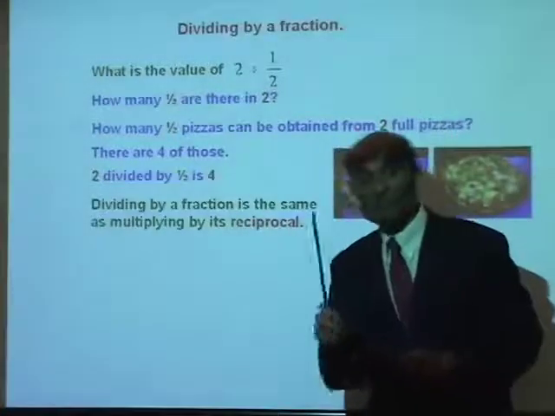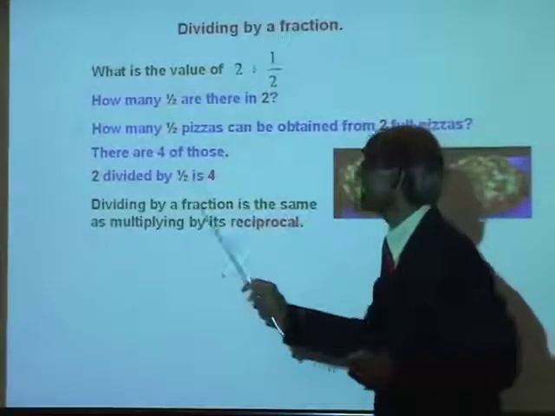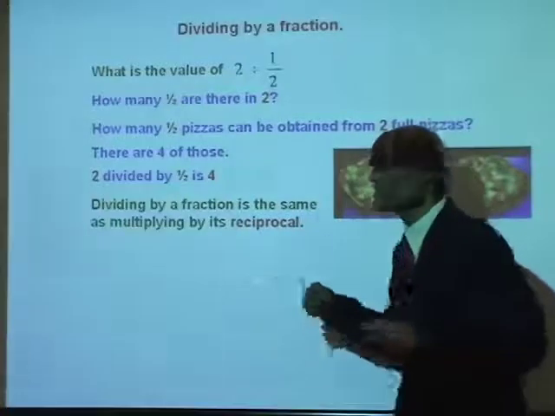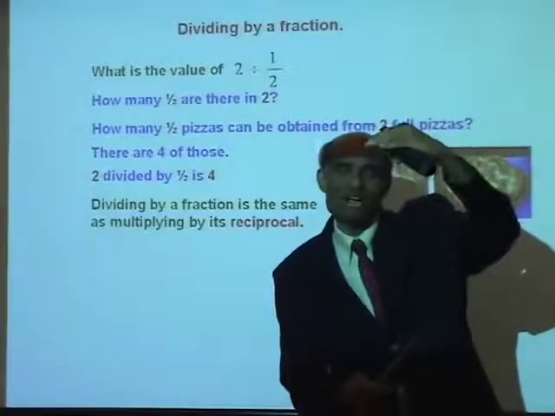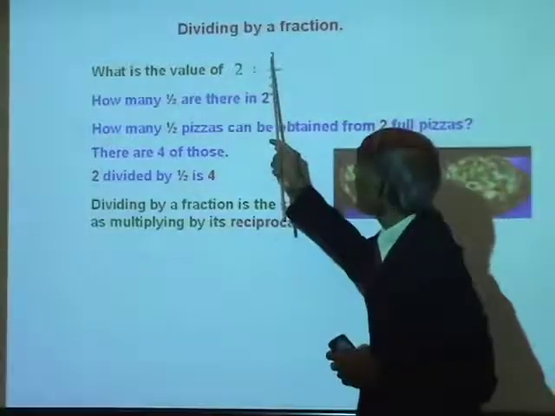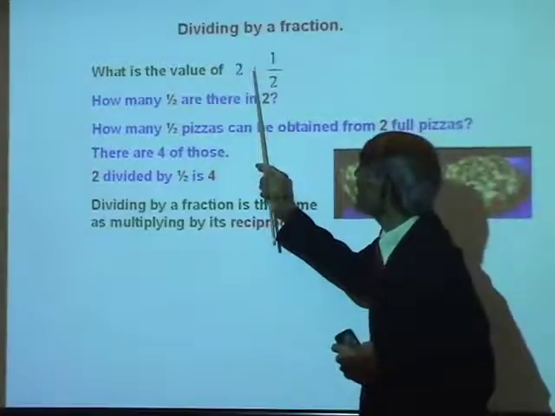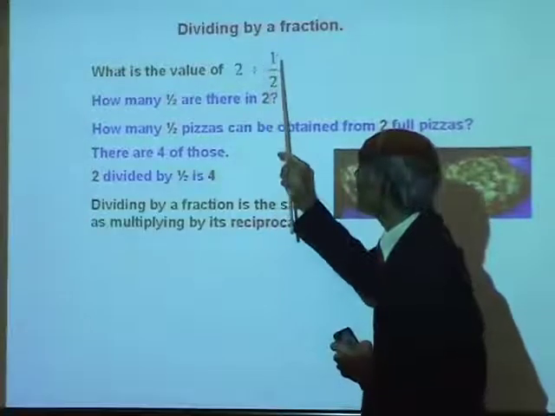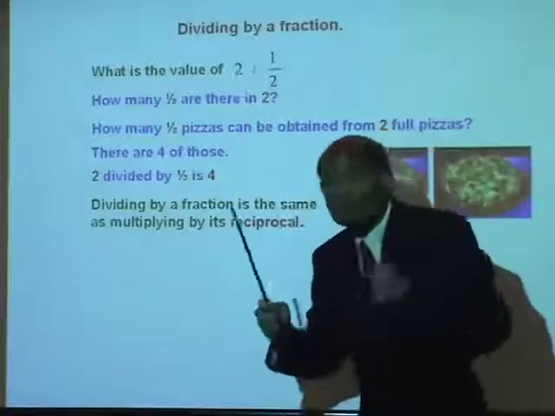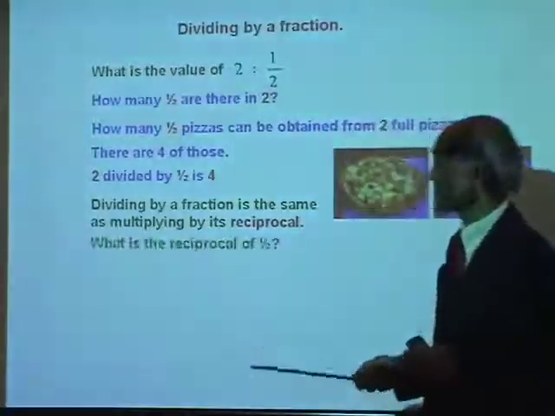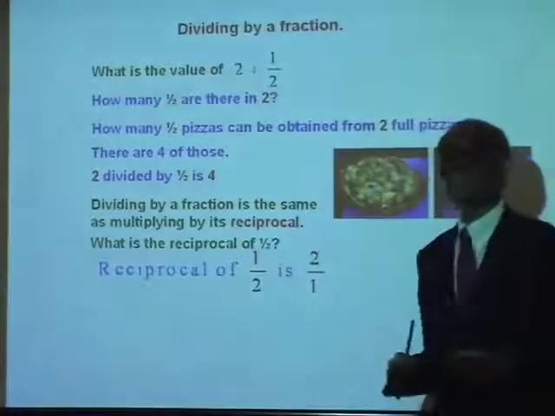Let's practice something that some of you already know. Dividing by a fraction is the same as multiplying by its reciprocal. What's the reciprocal of a number? Put the number upside down. What is the reciprocal of 1 over 2? It is 2 over 1. It means dividing a number by a fraction is the same as multiplying that number with the reciprocal of the fraction. Is that right? So, reciprocal of 1 over 2 is 2 over 1.